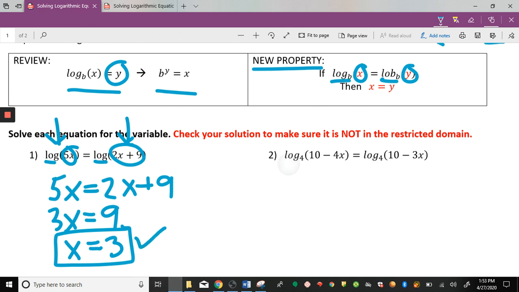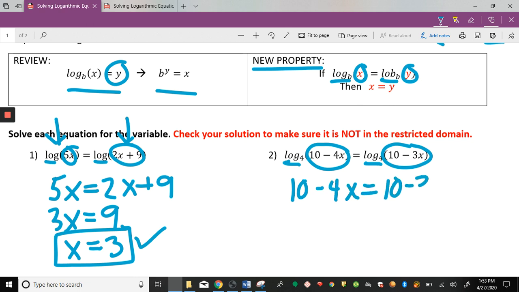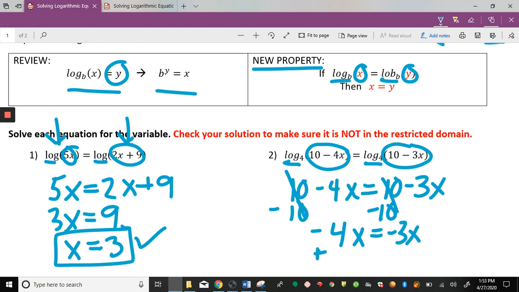What about over here? I have the same log base on both sides, so I set these equal to each other. So I get 10 minus 4x equals 10 minus 3x. Solve, I would subtract 10 from both sides. That gives me negative 4x equals negative 3x. I would add 4x to both sides. That gives me 0 equals x.